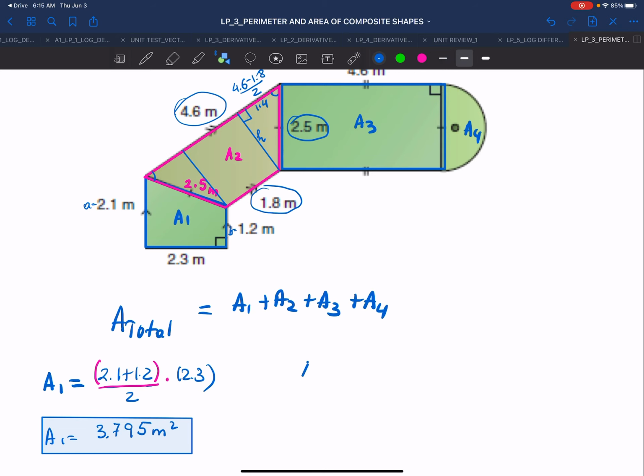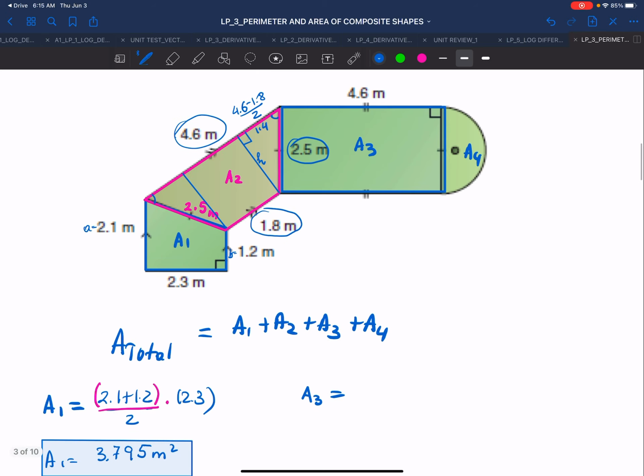So A3 is a rectangle, and the area of this rectangle would be length times width, or 4.6 times 2.5. And 4.6 times 2.5 equals 11.5. And that would be in meters squared.